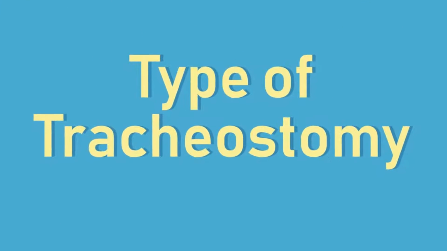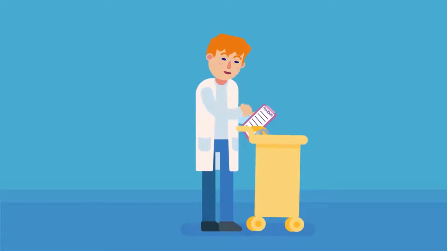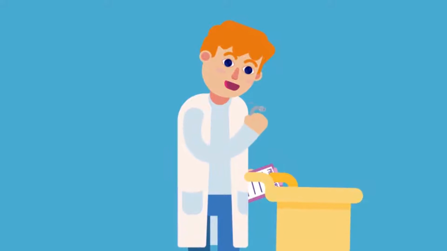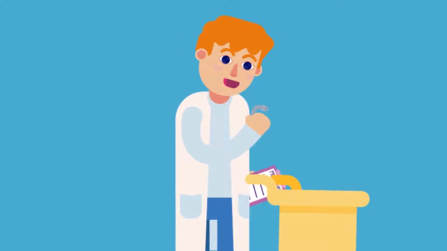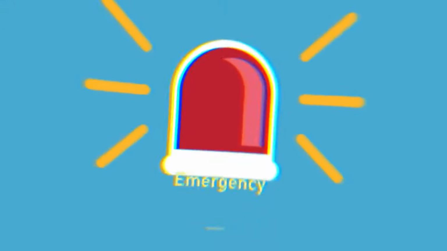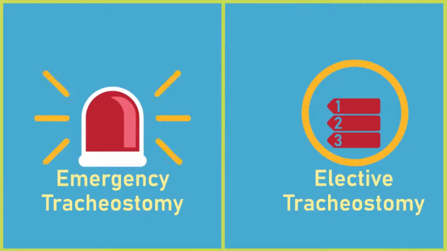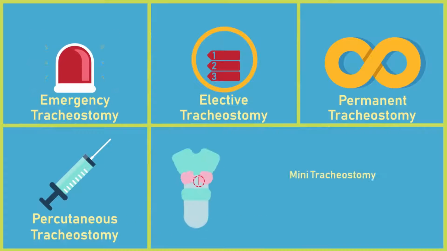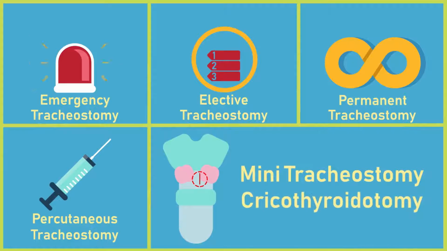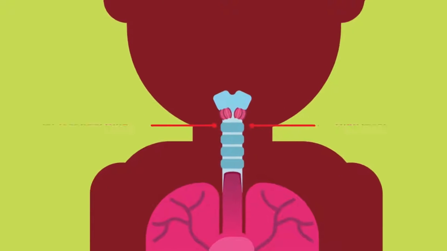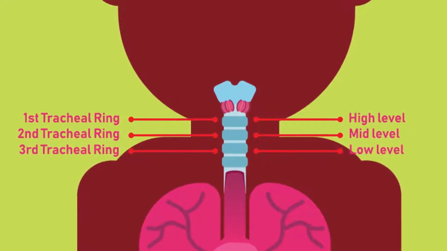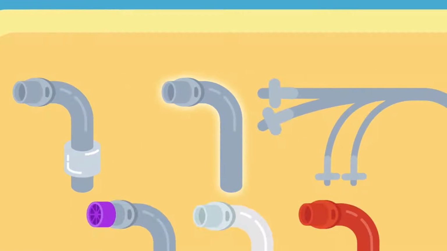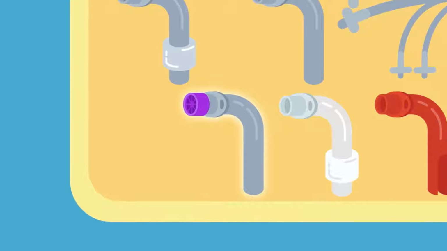Type of tracheostomy. There are various types of tracheostomy procedures, depending on the circumstances of the patient and the treatment intent. Similarly, there are various types of tracheostomy tubes, each with specific functions. The common types of tracheostomy procedures are 1. Emergency tracheostomy, 2. Elective tracheostomy, 3. Permanent tracheostomy, 4. Percutaneous tracheostomy, 5. Mini tracheostomy, also known as cricothyroidotomy. Tracheostomy can also be classified as high, mid, or low, depending on the level at which it is inserted into the trachea.